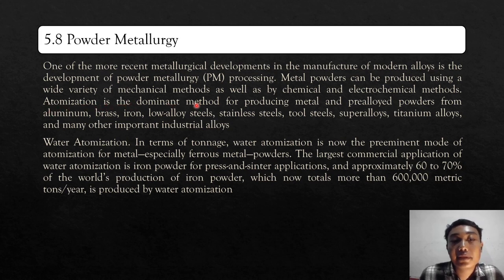Atomization is the dominant method for the production of metal and fine powders from aluminum, brass, iron, low alloy steel, stainless steel, tool steel, superalloy, titanium alloy, and many other important industrial alloys.